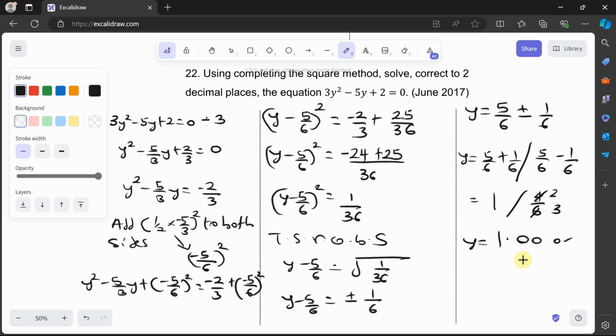So we could just say 0.67 to 2 decimal places. So this should be our answer for this particular question. Let's see if we're correct.